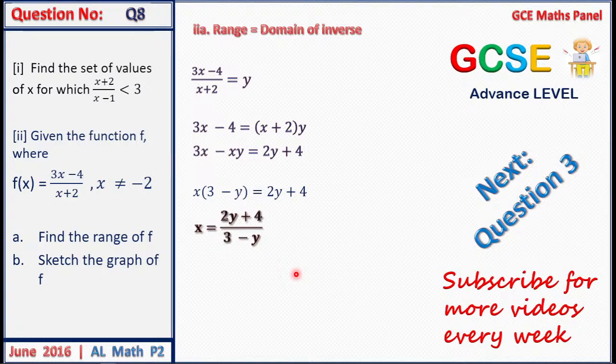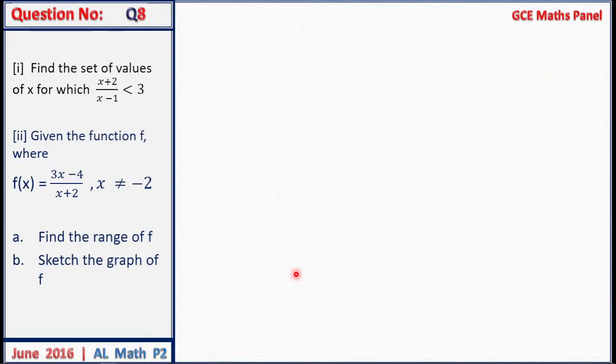So the inverse of this function is (2x + 4)/(3 - x). And for the function to be defined, the denominator must not be equal to 0. So 3 minus y should not be equal to 0, and y should not be equal to 3. Therefore, the range of the function is the set of all real numbers excluding 3. We can now sketch the function as the b part requires.